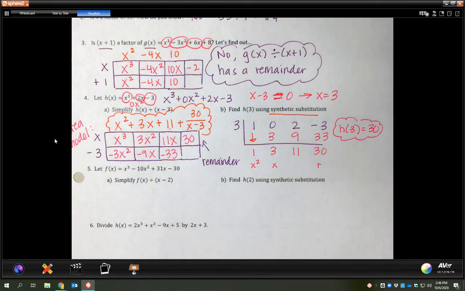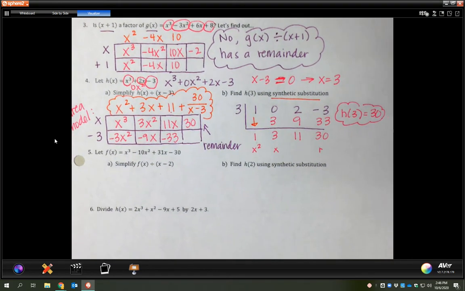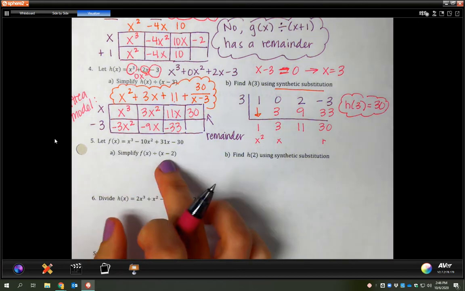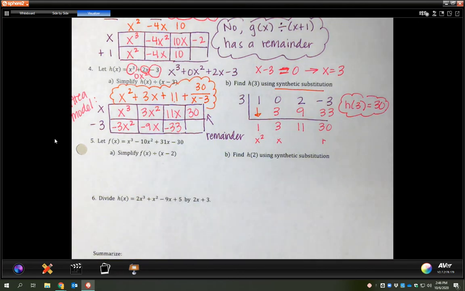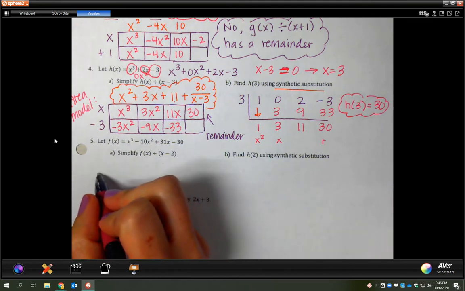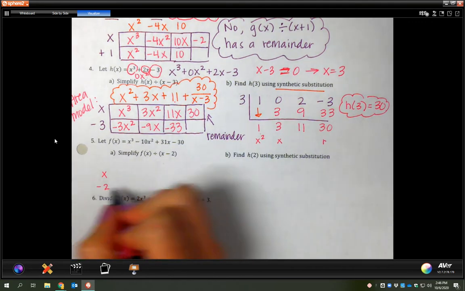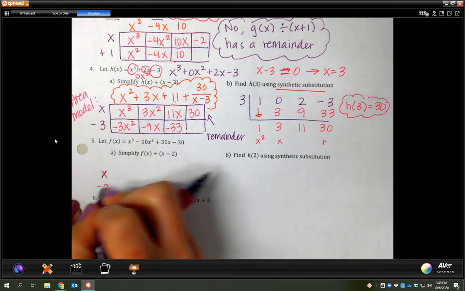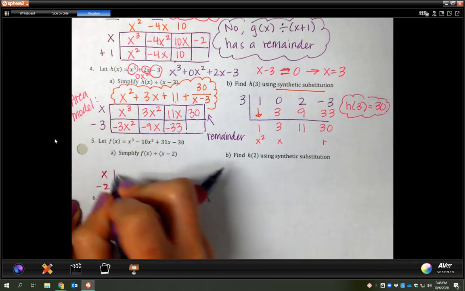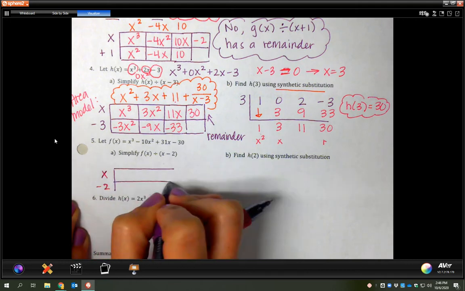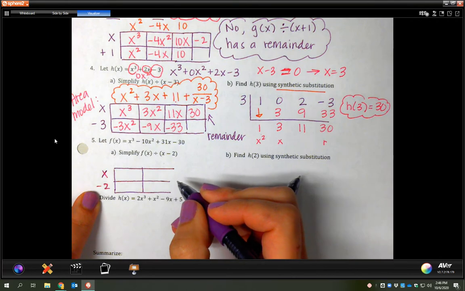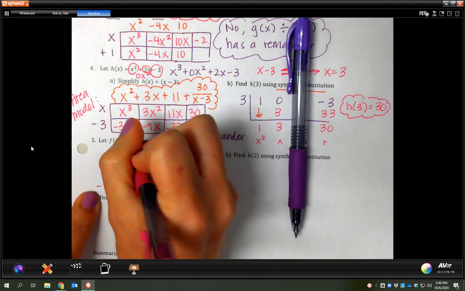Okay, we're going to do number 5. So we want to do f of x divided by x minus 2. So I'm going to do the area model again. I'll use the same colors I used on the last one, so switch it to purple. All right, so x minus 2 is what we're dividing by. We're putting that on the outside. We put the first term in the first box, x cubed.